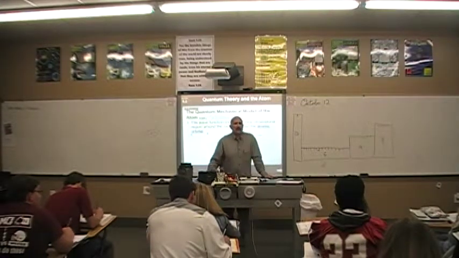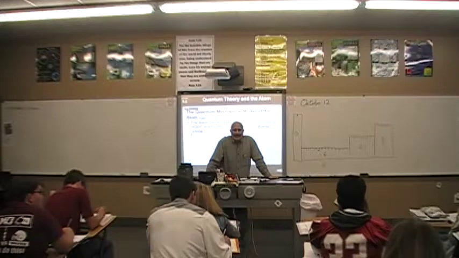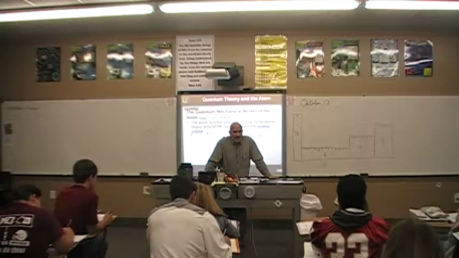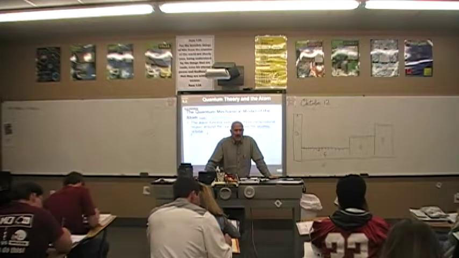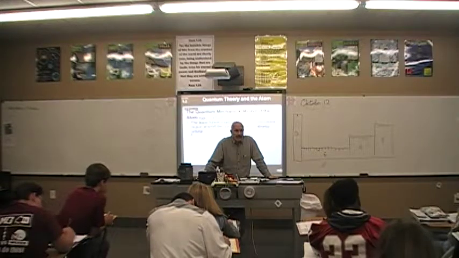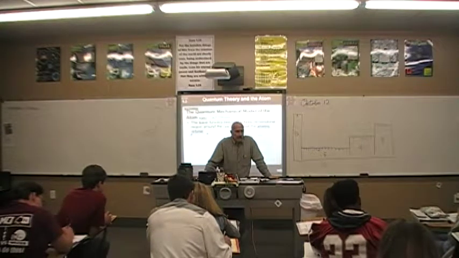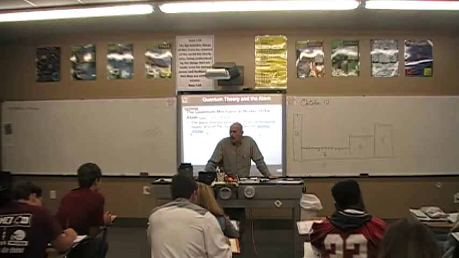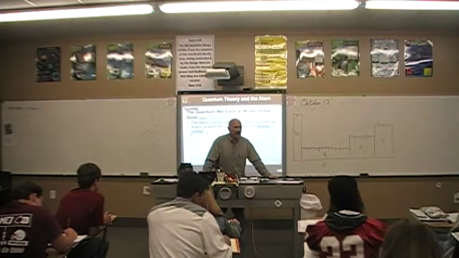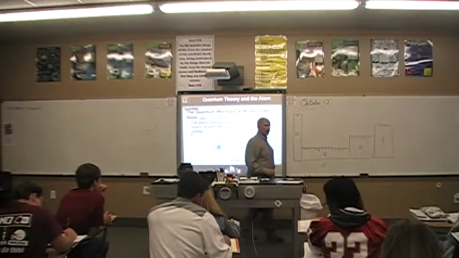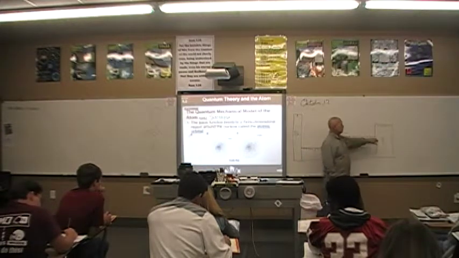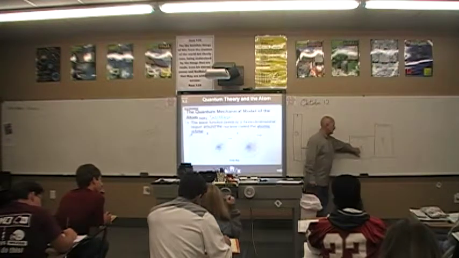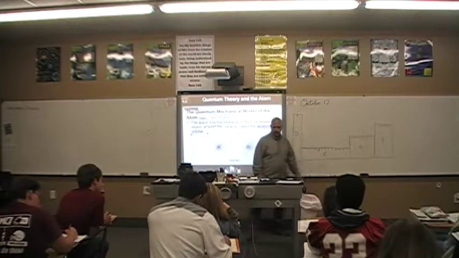So the names of the orbitals are S, P, D, and F. That's the order you want to memorize them in. S, P, D, and F. I don't have a fancy way of memorizing that. Spud. Okay? But S, P, D, and F. If you think of it, S, P, D, F.